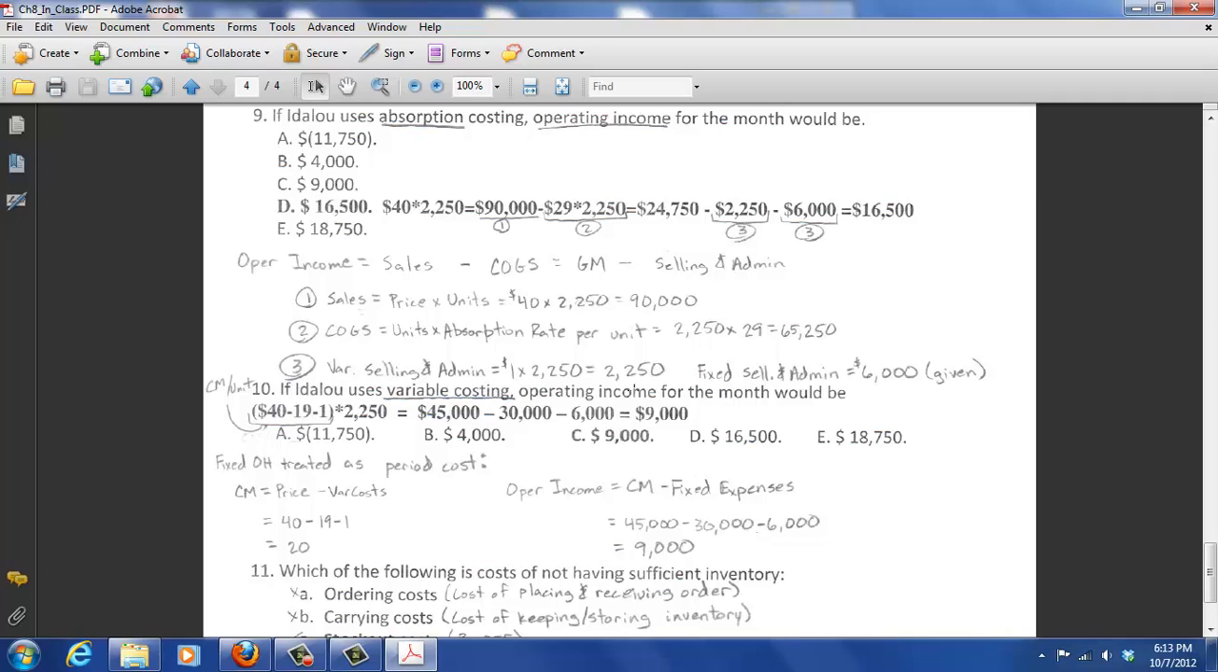We're next asked how the operating income would be different if we're using the variable costing. So in this particular case, we're going to add up the contribution margin per unit, and that's just going to be the price minus the variable costs. You can see that we arrive at $20 per unit. Multiply that by your number of units here. And then we can take our contribution margin minus the fixed expenses of 30,000 and 6,000. And we arrive at the operating income of 9,000.